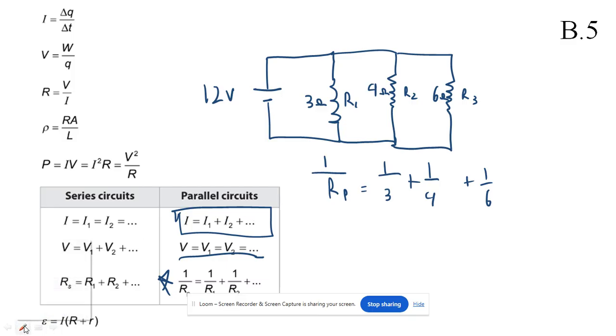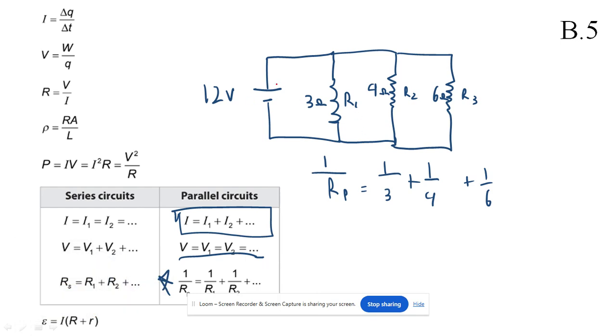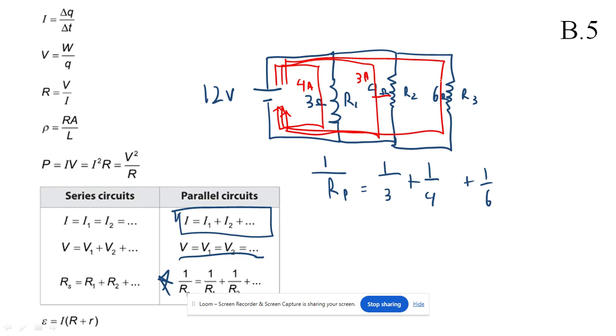Let me just show you this. Let's do something radical here. Let's change the ink color. Okay, so we have a current doing this. We have a current doing this. We have many currents, right? It's a parallel circuit. We have a current doing this. So this current here is going to be 12 divided by 3, so that's 4 amps. This current here is going to be 12 divided by 4, because it's only encountering 4 ohms, so this will be 3 amps. And this one's going to be 2 amps, because it's 12 divided by 6.